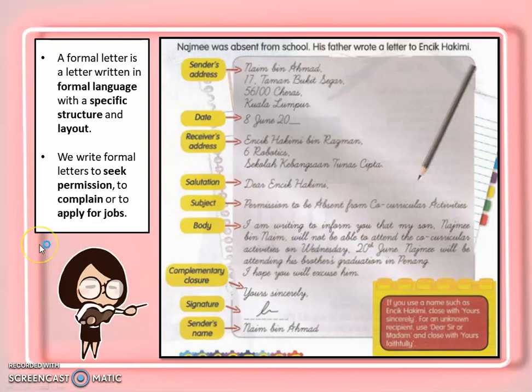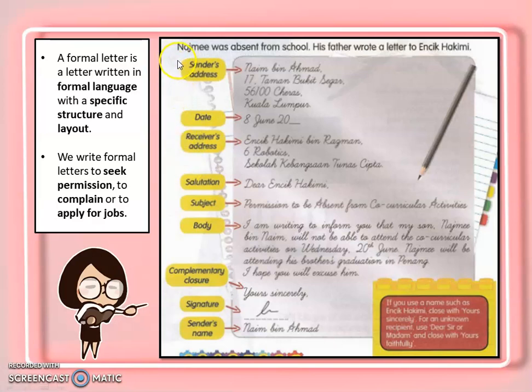Okay, so look at the example on page 88 in your textbook. Najmi was absent from school. His father wrote a letter to Encik Hakimi. So this is the example of a formal letter. So basically, this is the letter that Najmi's father wrote to Najmi's class teacher, Encik Hakimi.